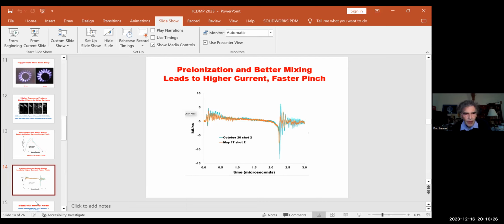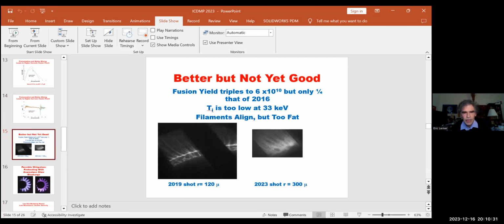So all of that led to an improvement in fusion yield. Our fusion yield tripled to 6 times 10 to the 10th. But that's still not good because it's only a quarter of the record that we got way back in 2016. And the ion temperature we measured by time of flight to be 33 keV, which is, again, too low for what we're needing with the PB11, which is about 150 keV.